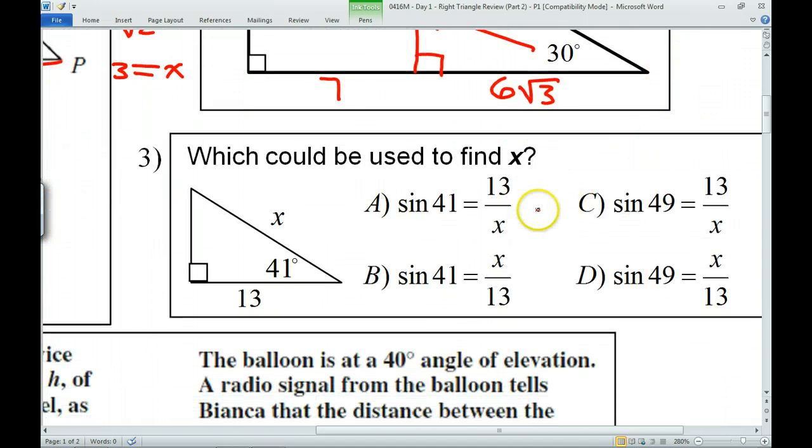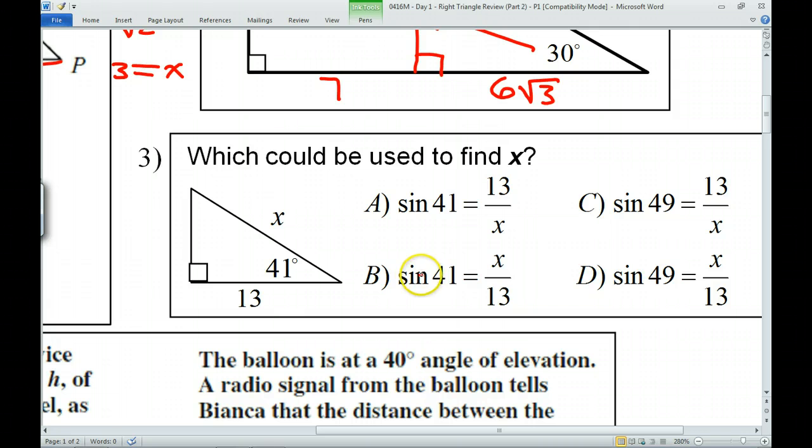Okay, look at number 3. Multiple choice. Which one of these could be used to find x? Well, looking at this 41, we've got the 41 and the 13 and the x. What trig function pops into your mind? Well, I'm hoping you would be thinking cosine right now, because looking at the 41, 13 is adjacent, x is the hypotenuse, so that would be cosine. Unfortunately, none of these choices involve cosine. They're all sine. So, are we stuck?